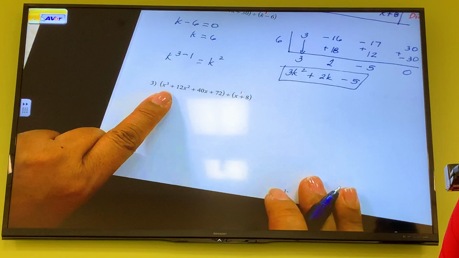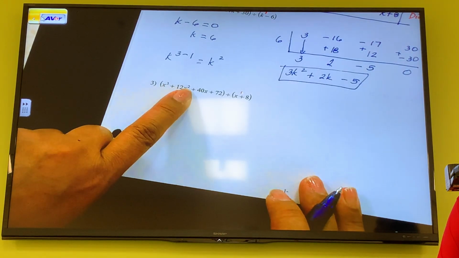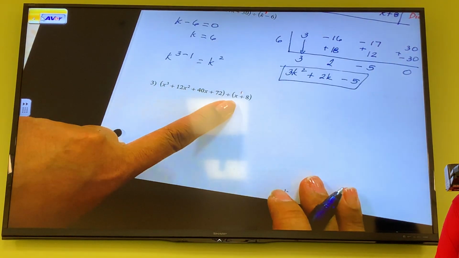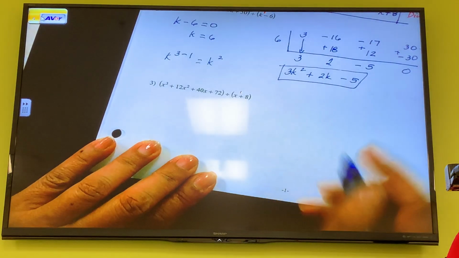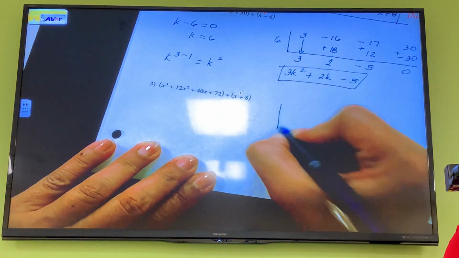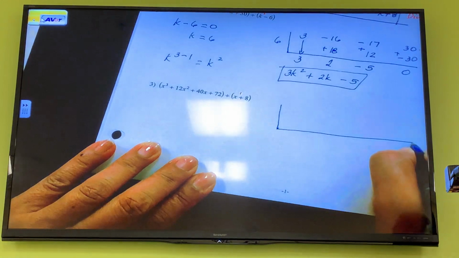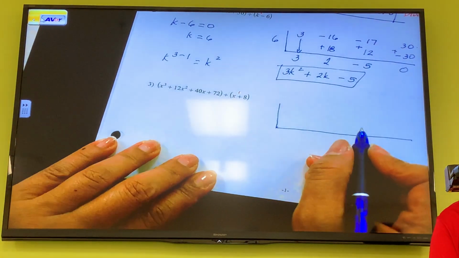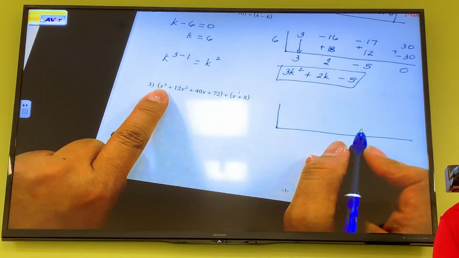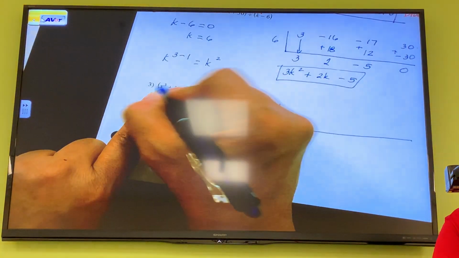Check for missing terms. 3, 2, 1. So there are no missing terms for number 3. Set it up again with the upside down division. Okay, write down the numerical coefficients starting from the highest exponent, 1.